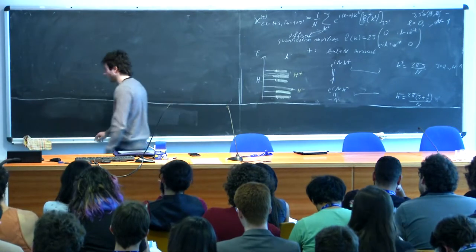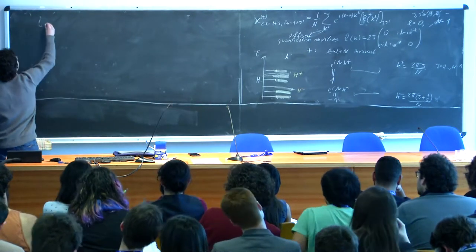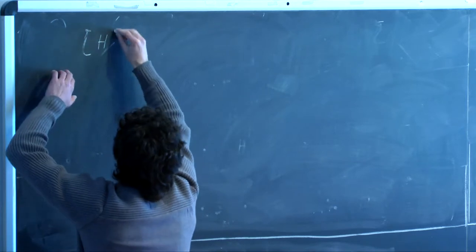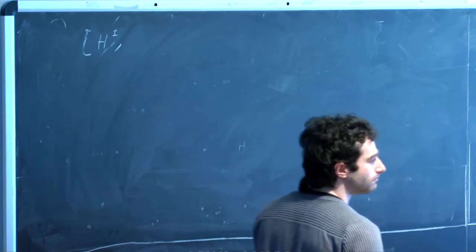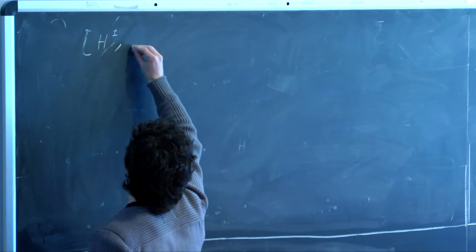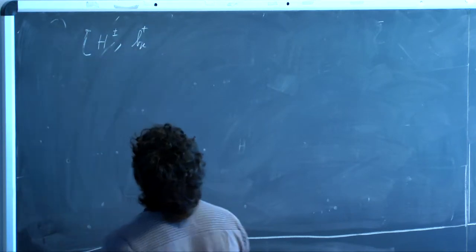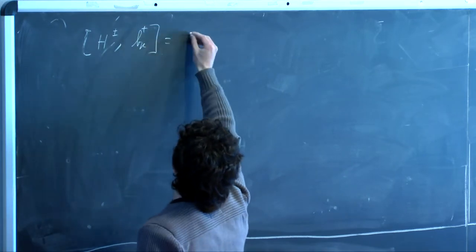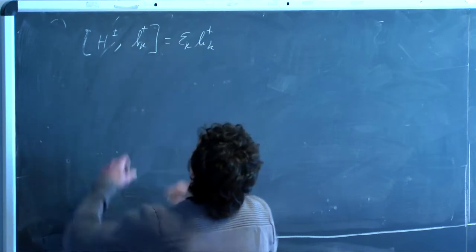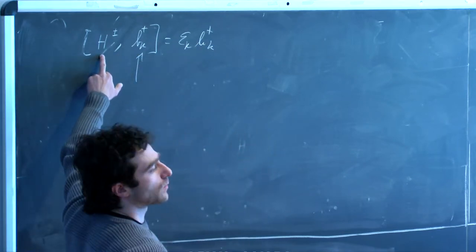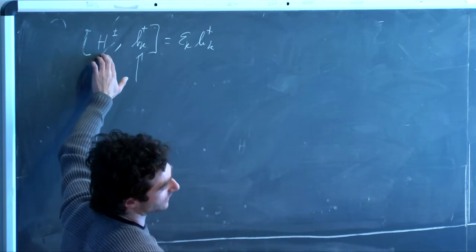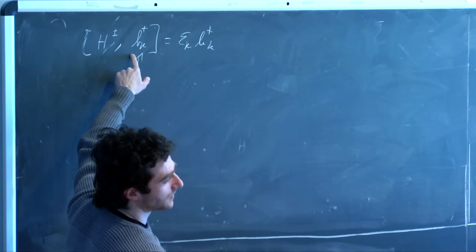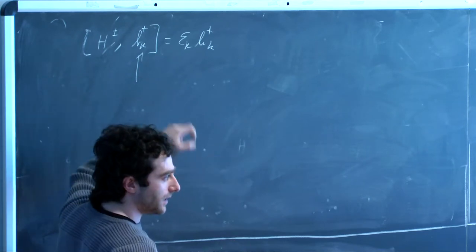Like in the harmonic oscillator, we would like to solve the problem: the commutator of H plus minus, say, with a linear combination of the Majorana fermions, which we will call beta dagger k, is equal to epsilon k beta dagger k. Because the H plus minus are quadratic and satisfy simple commutation relations, we can expect that if we compute the commutator between this quadratic operator and something linear in the Majorana fermions, we will find something which is linear in the Majorana fermions, like in the harmonic oscillator.